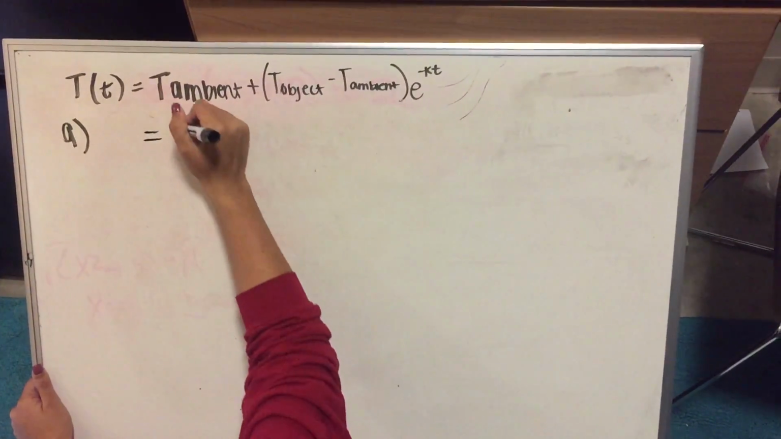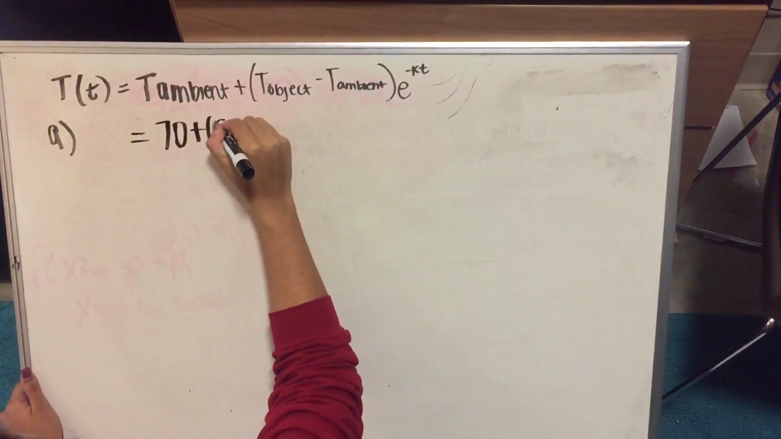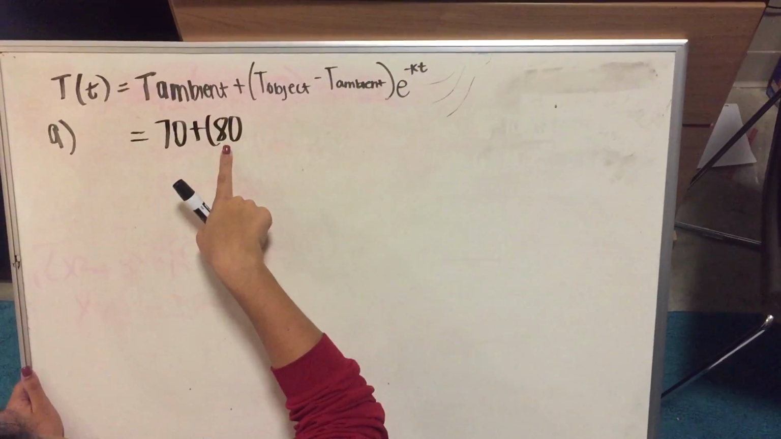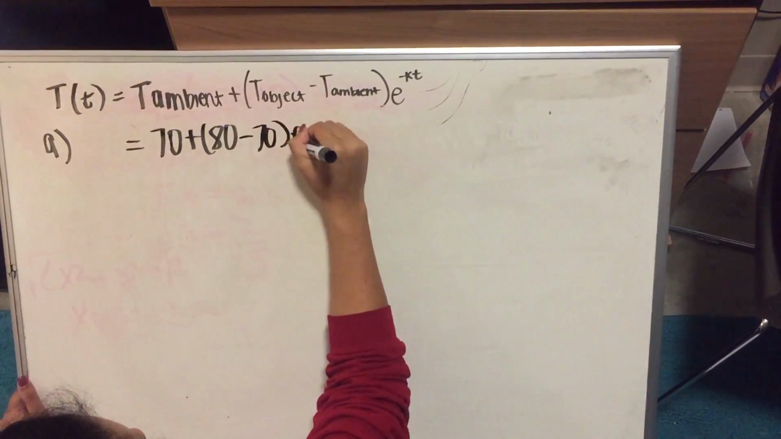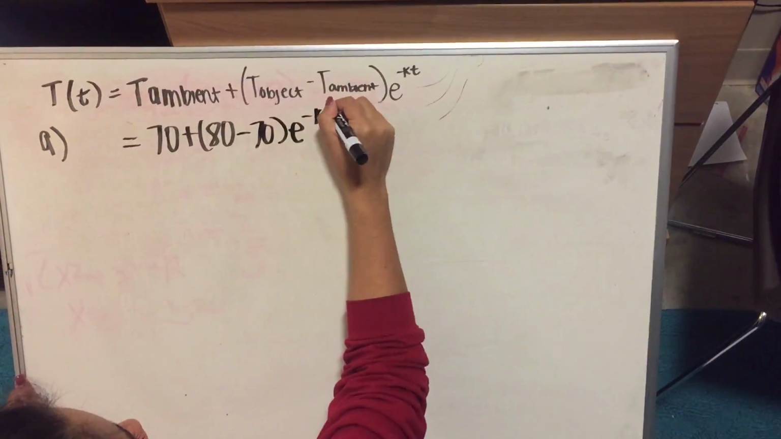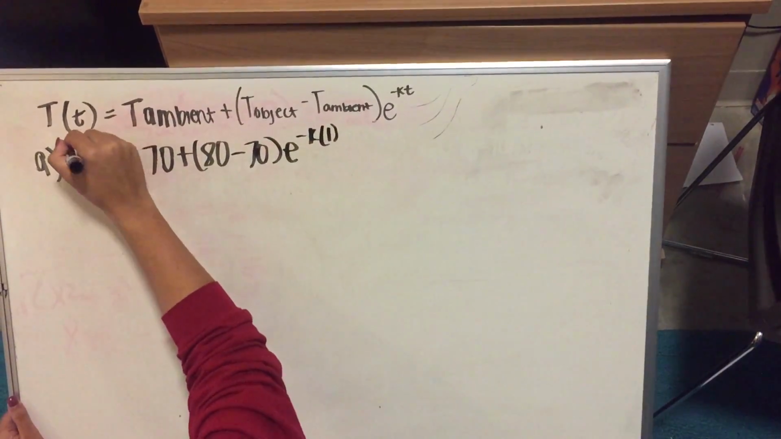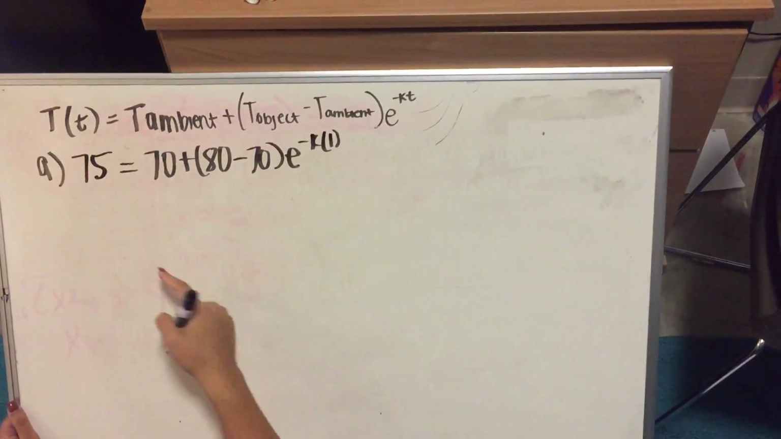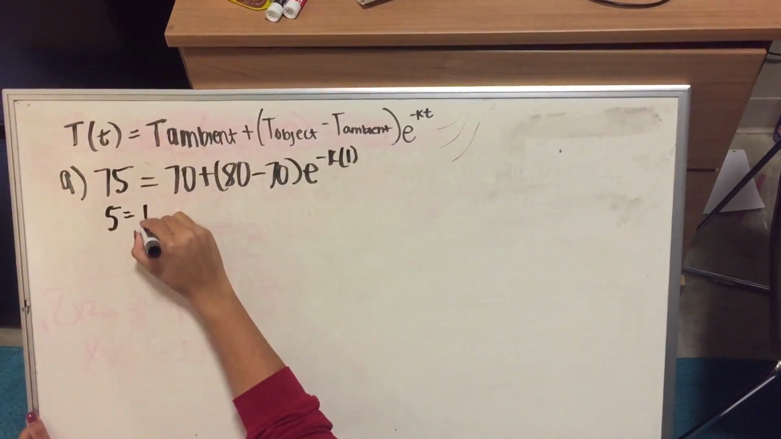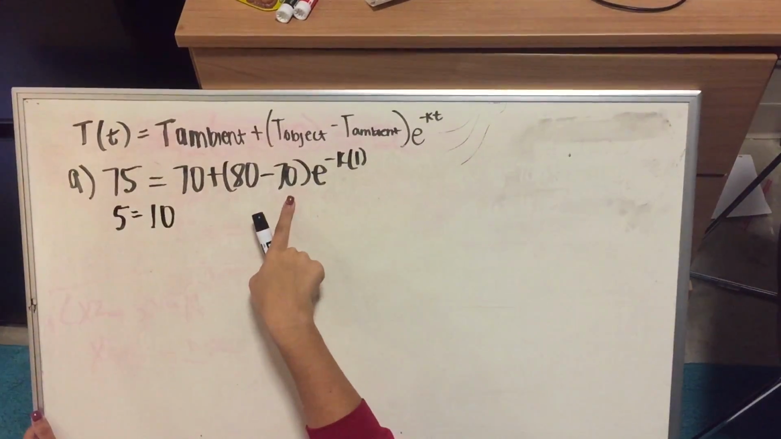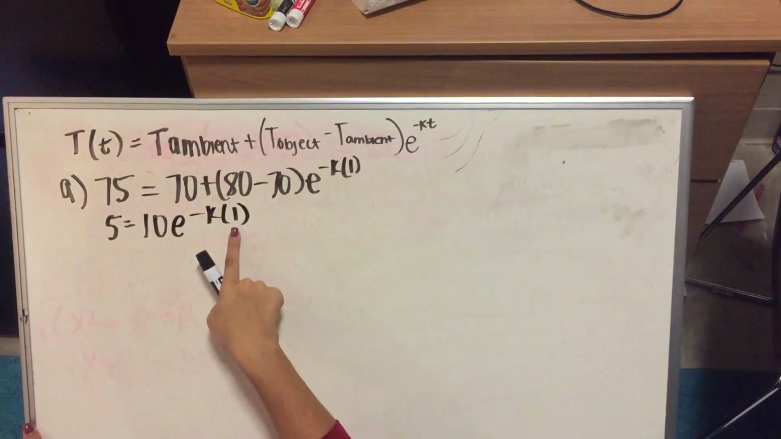And here, for the T ambient, because it was the constant temperature, we're going to put 70 plus 80, because it was the degree of the body when it was found, minus, again, 70, e to the negative k times 1, because it's been exactly 1 hour from 6 to 7, and because of that, we're going to equal all of this to 75. From here, we're going to subtract 70 on both sides, and that'll give us 5 equals 10, from also subtracting 80 minus 70, e to the negative k times 1.